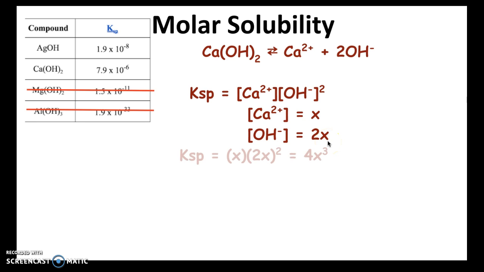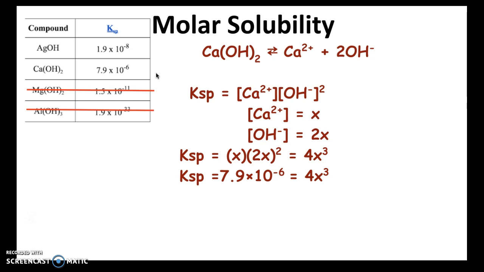Okay, once we have that, we can go ahead and plug that into our KSP expression. So the concentration of calcium is X, so I plug that in. The concentration of hydroxide is 2X, so I plug that in. And when you do the math, you square the 2X, that gives you 4X squared, and multiply that by X, it gives you 4X cubed. So that's what our KSP is equal to in terms of X. We know from the table that KSP has the value of 7.9 times 10 to the minus 6, and we can go ahead and plug that in so we can solve for our X.